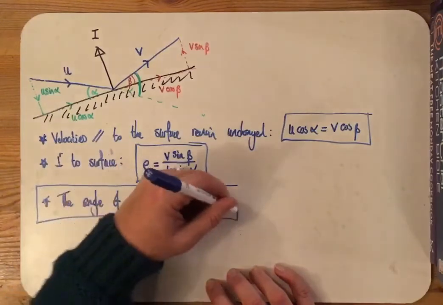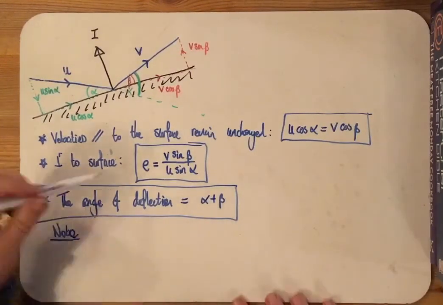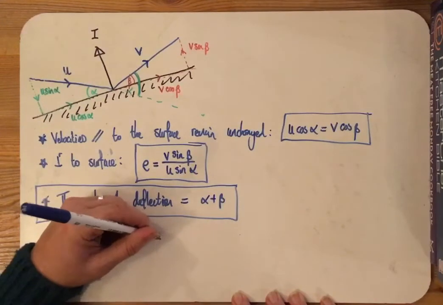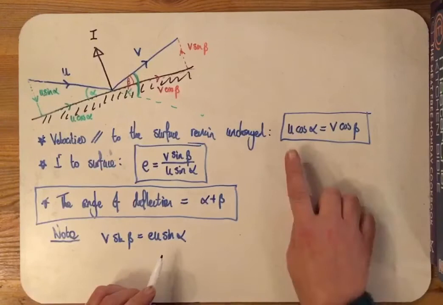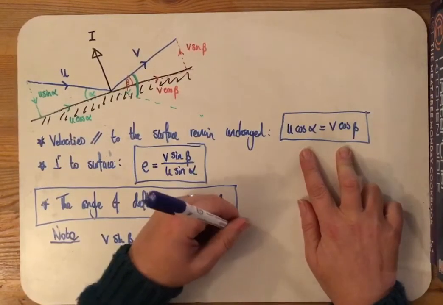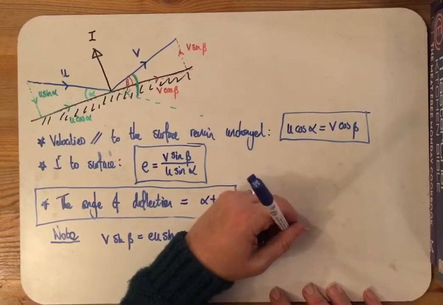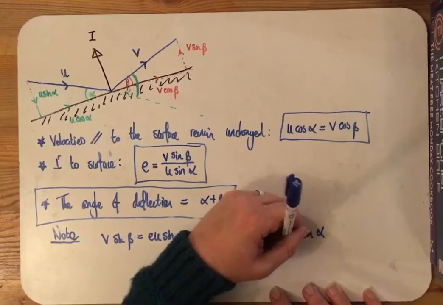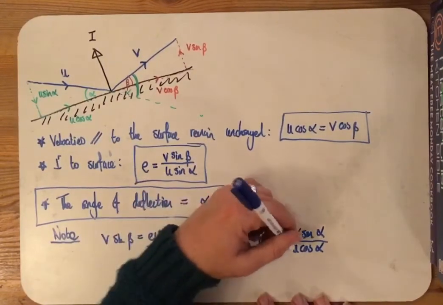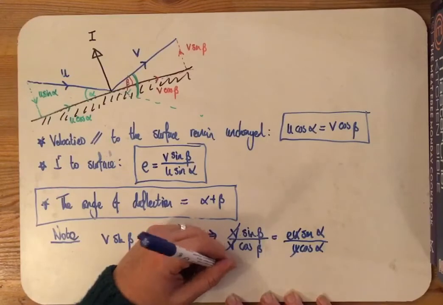And then one other thing to note, and this comes from here. If I multiply by the denominator, v sine beta is equal to E u sine alpha, and u cos alpha equals v cos beta. So we can divide through this side by v cos beta, and this side by u cos alpha. I just realised I forgot a v there. And so these v's are cancelling, these u's are cancelling, and tan beta equals E tan alpha.